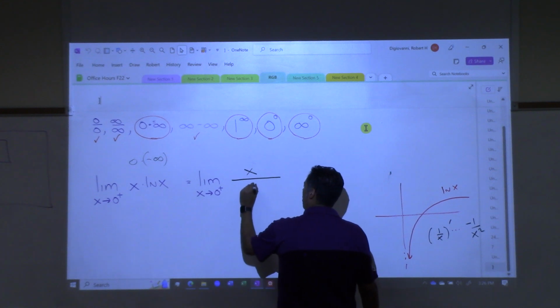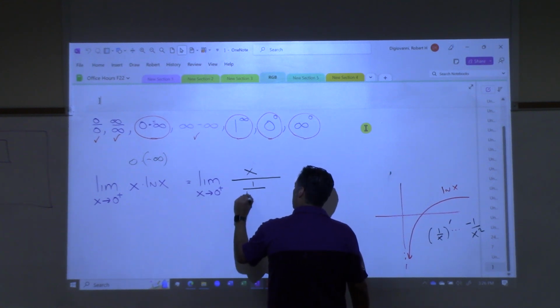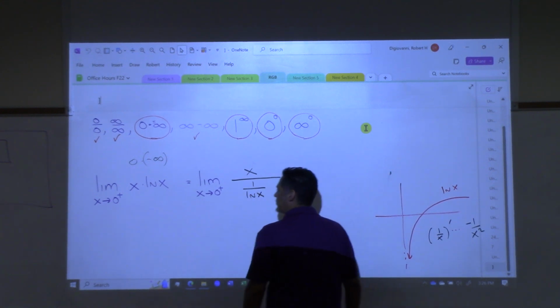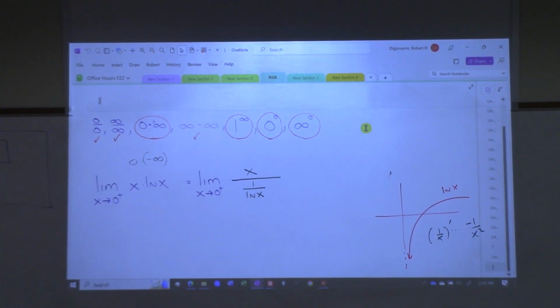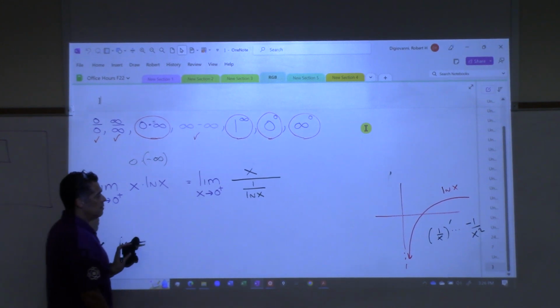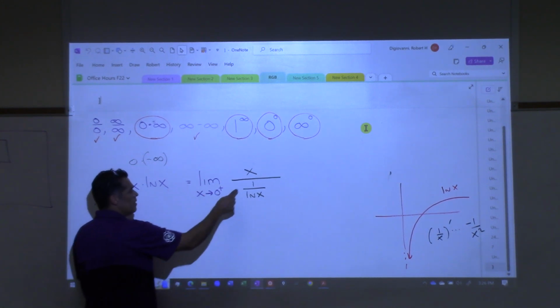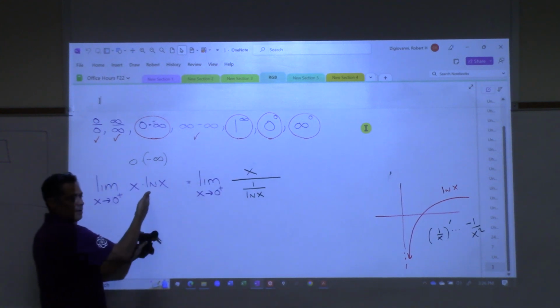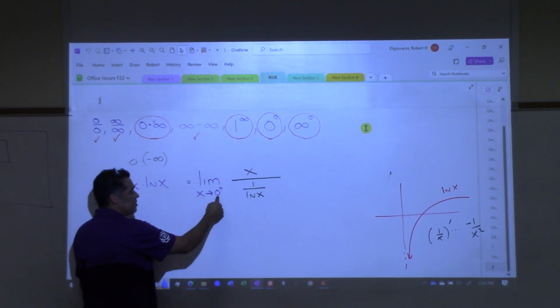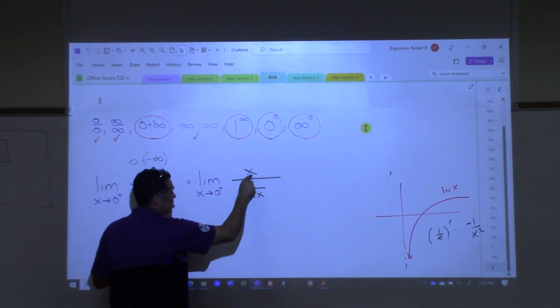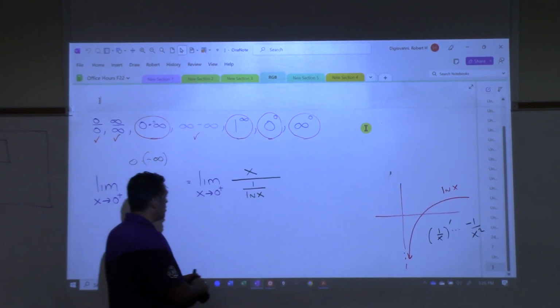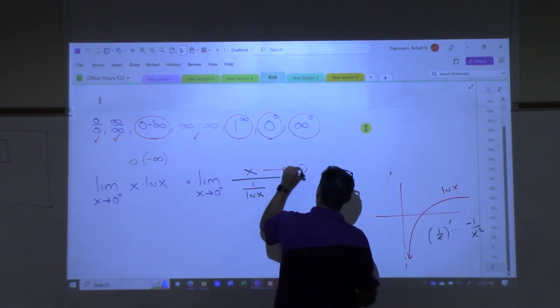If I drop the natural log, it has to be 1 over natural log x. So the bottom would have 1 over natural log, which would flip up and just become that, right? Okay, what happens as x goes to 0? That goes to 0, right? x is going to 0, right?